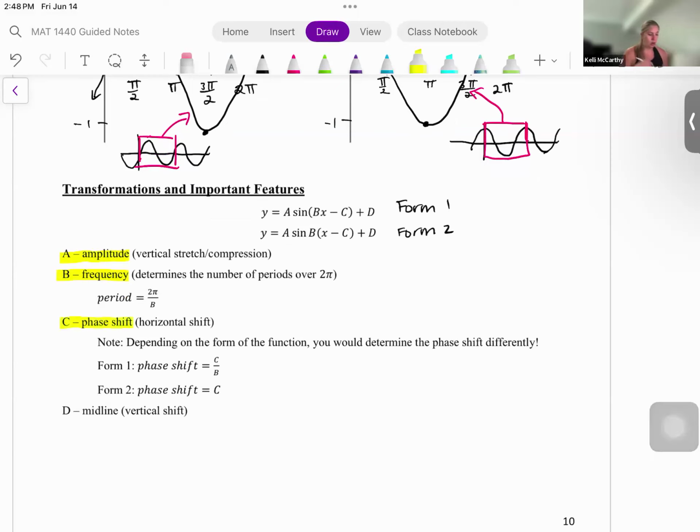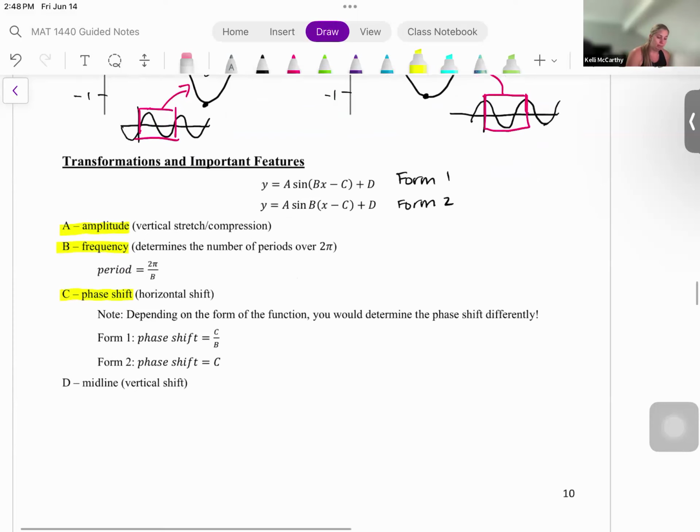Next, our horizontal shift is represented by c. Now, this is where our two forms become important to be paying attention to. Depending on the form of the function, you would find or determine the phase shift differently. So if we have form 1 where b is inside of the parentheses, then our phase shift is going to be c divided by b. And if we have form 2 where we have factored b out, the phase shift is just going to be c.